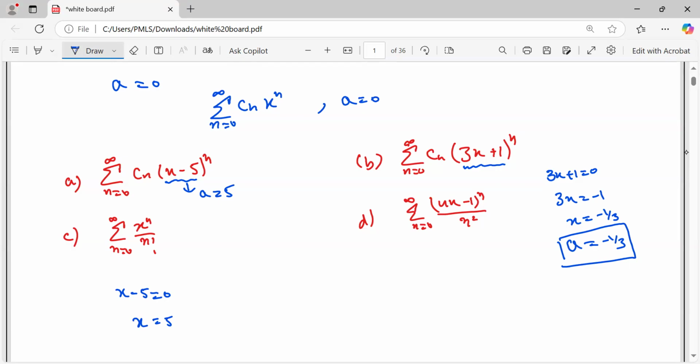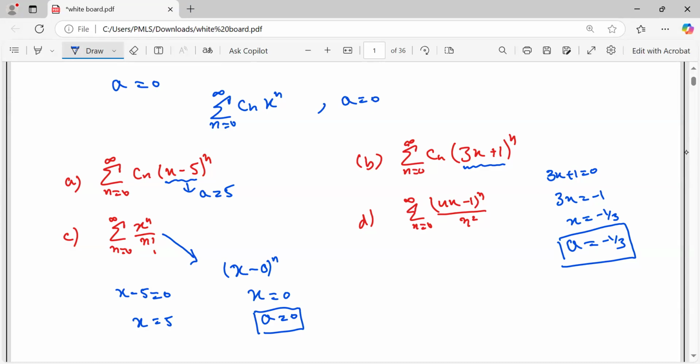And to find the center of this one, we can write it as x minus 0 raised to power n. So in this way, x will be equal to 0. This means that a equals 0. So this is the center of this power series. We can say that this is a power series centered about a equal to 0.